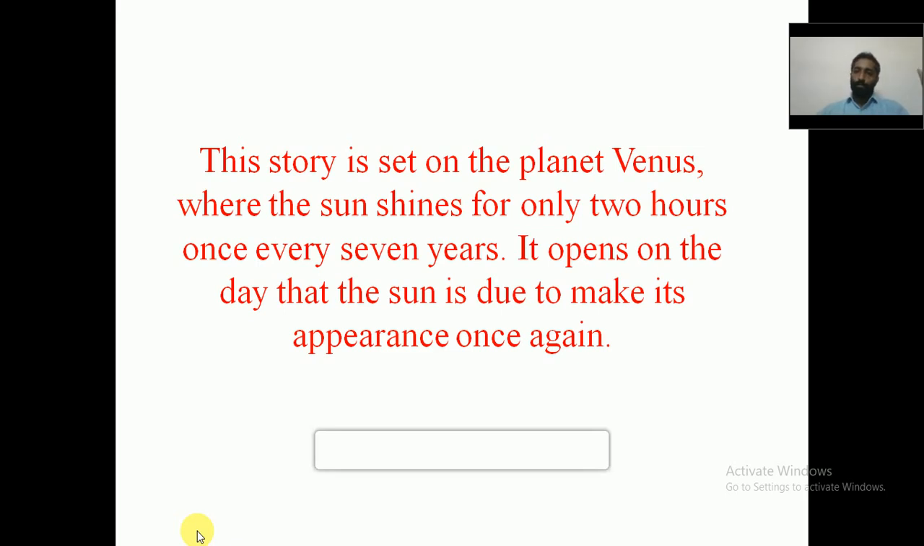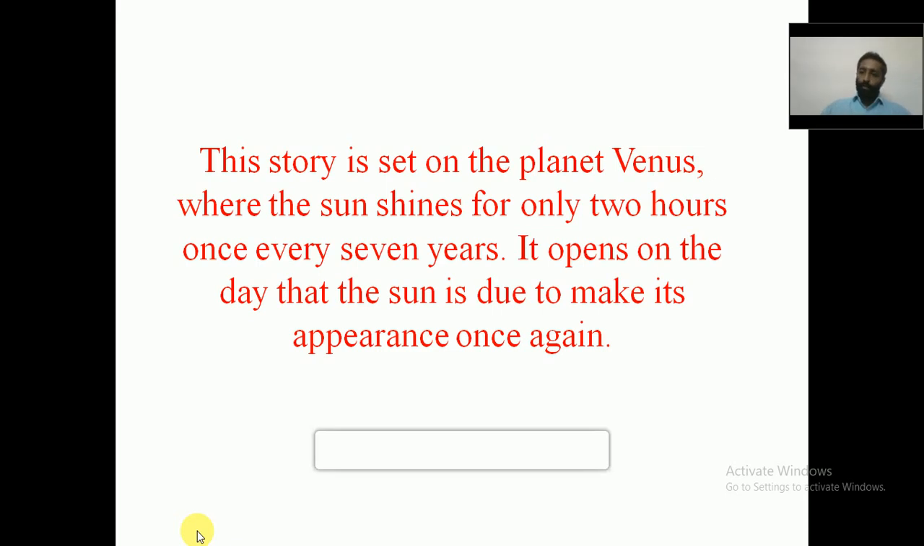The story opens on the day that the sun is due to make its appearance once. So as the story begins, what happens? There is a day where the sun is going to appear. That's how the story begins. As the story begins, the children are eagerly waiting for the appearance of the sun, because that happens only every 7 years.